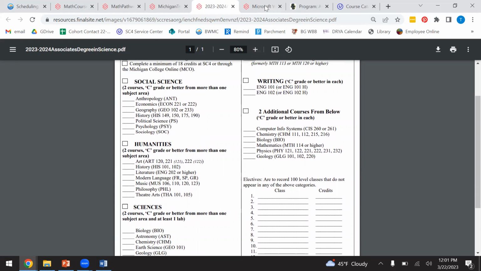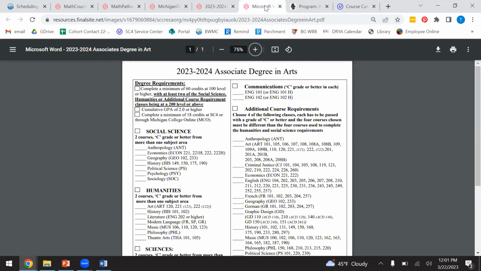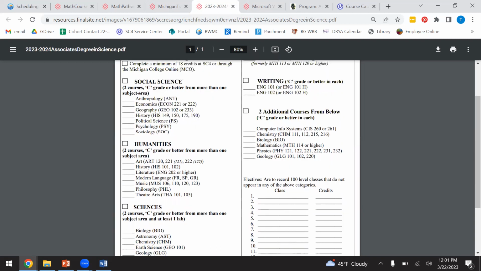So that's the basics for those degrees. What we always recommend is in your 11th grade year to start with your social science and humanities, because most of those are good introductory classes where the content's not going to be crazy scary, but it will ease you into the college workload and get you an idea of what that would look like.